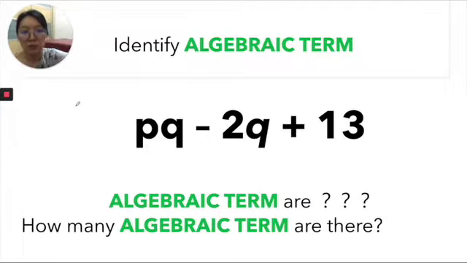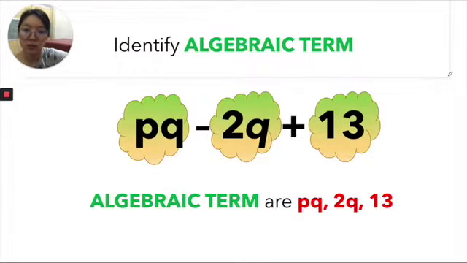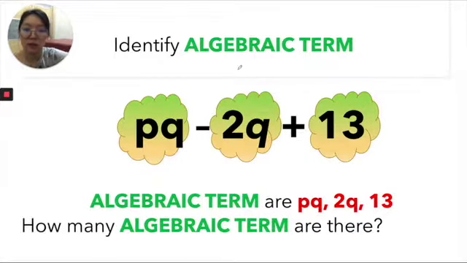Next, pq minus 2q plus 13. Identify where is my minus and where is my plus. So, very clearly I can see there are how many terms altogether? 1, 2, 3. So the algebraic terms are pq, 2q, and 13. So I can write them as algebraic terms are pq, 2q, 13. How many algebraic terms altogether in this algebraic expression? There are 1, 2, 3.